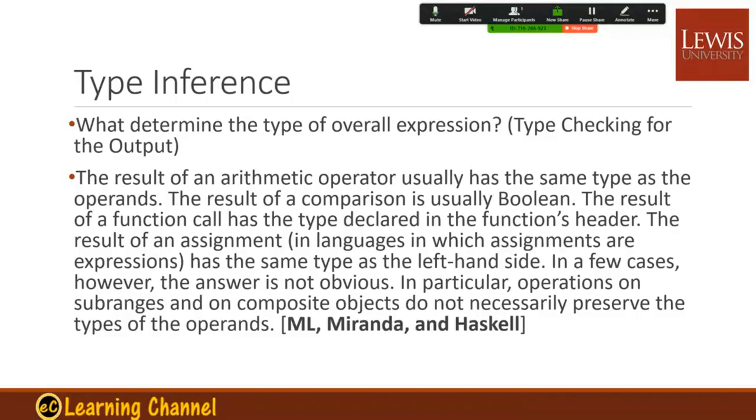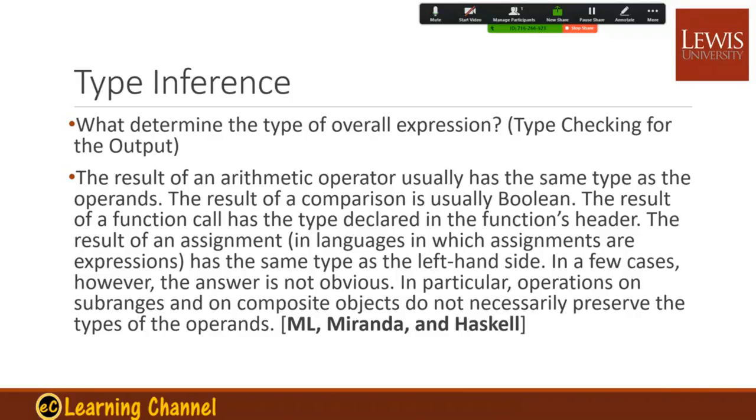The result of an arithmetic operator has the same type as the operand. So the right-hand side value determines the left-hand side value if there is no explicit casting or definition. The result of a comparison is usually a Boolean. The result of a function call has the type declared in the function's header. The result of an assignment has the same type as the left-hand side.